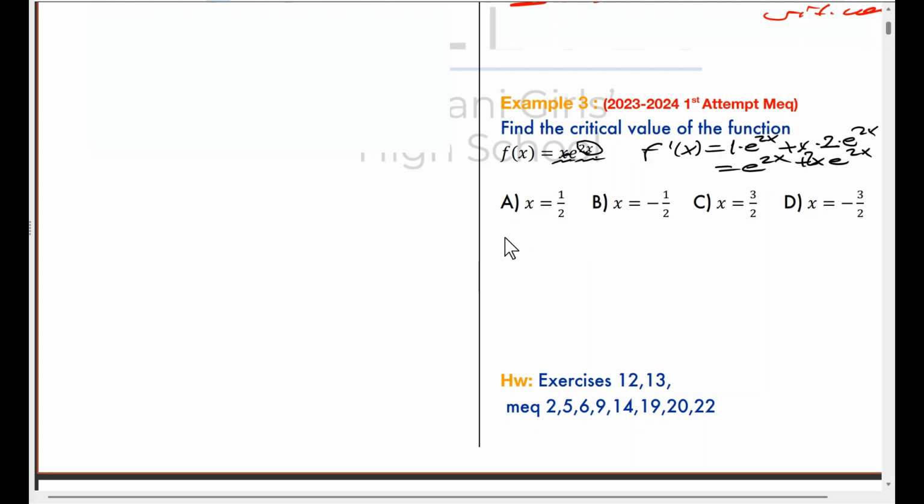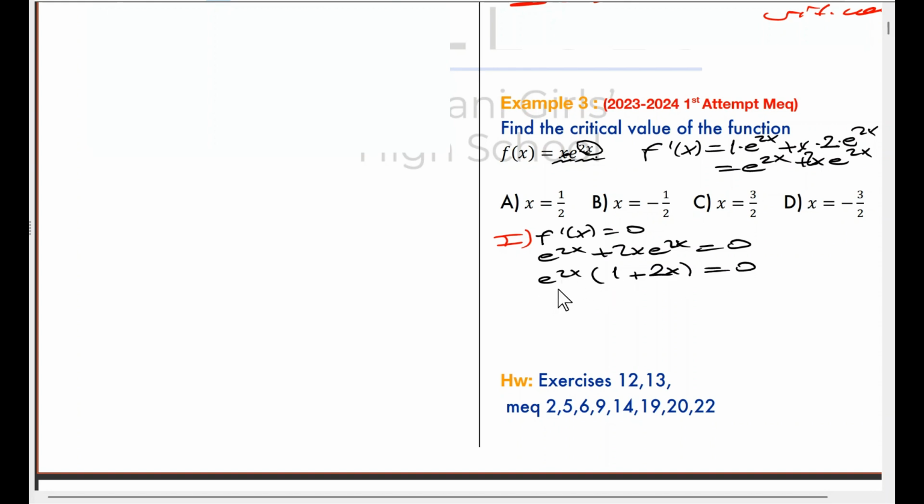Do we have the second case? Do we have a number that makes the derivative undefined? No, there's nothing that makes the derivative undefined, so we'll just check the first case. Equalize the derivative to 0. When f prime of x is equal to 0, e to the 2x plus 2x e to the 2x is equal to 0. I see a common factor which is e to the 2x, take it out. 1 remains from the first term, 2x remains from the second term.